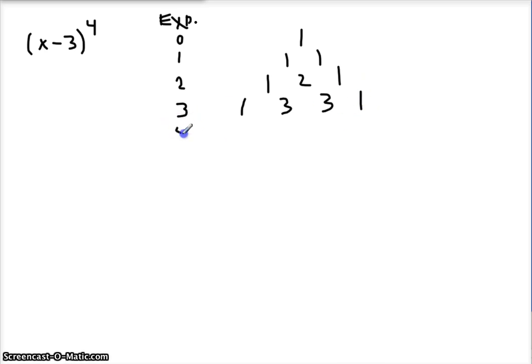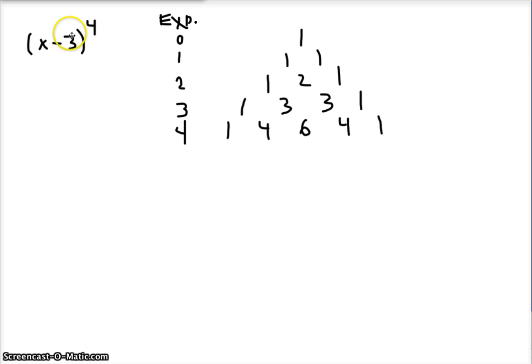So let's go ahead and take it to the fourth power, because that's where we need to be. Once again, I'm starting with 1 here, and 1 plus 3 is 4, 3 plus 3 is 6, 3 plus 1 is 4 again, and then we end with a 1. So this keeps going on forever. We can go as long as we want down this.